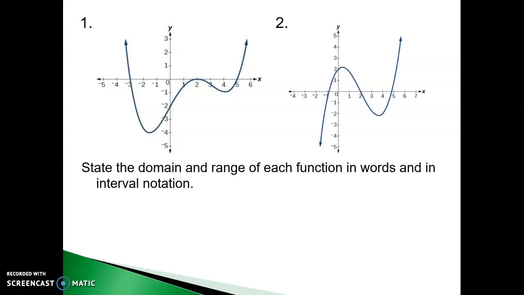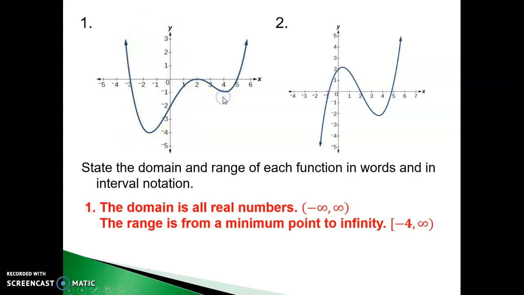So if we take a look at question number 1, it says state the domain and range of each function in words and in interval notation. So domain is the set of all x values in a function. You notice for the graph that there are no holes, there are no asymptotes, and the arrows tell us this is going to continue to the left and continue to the right. So the domain is going to be all real numbers. At the range, though, we start at -4 and then we continue up from there. And so the way we write that is using interval notation.